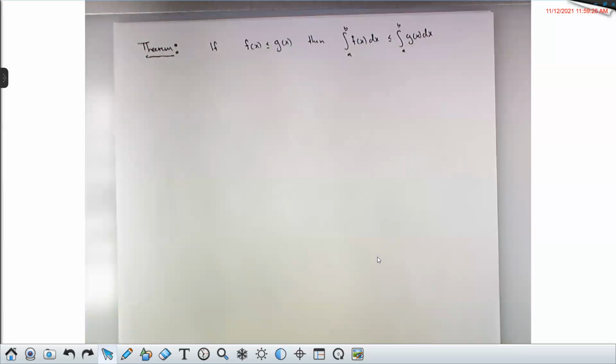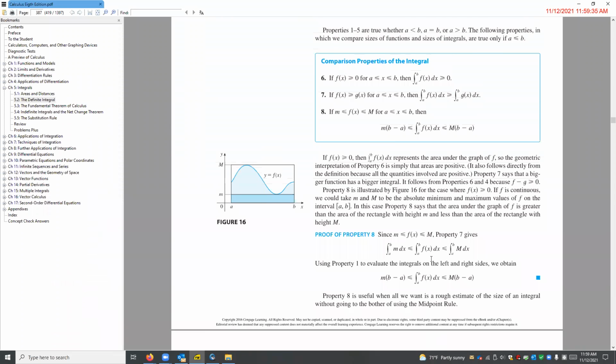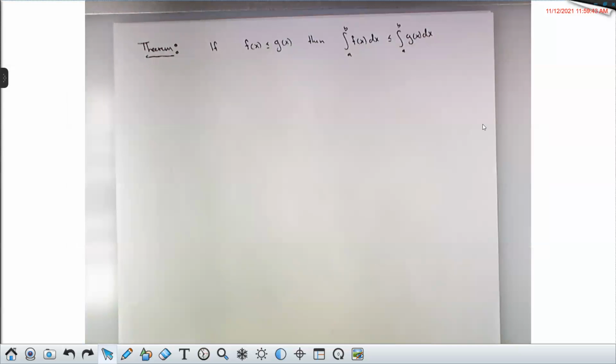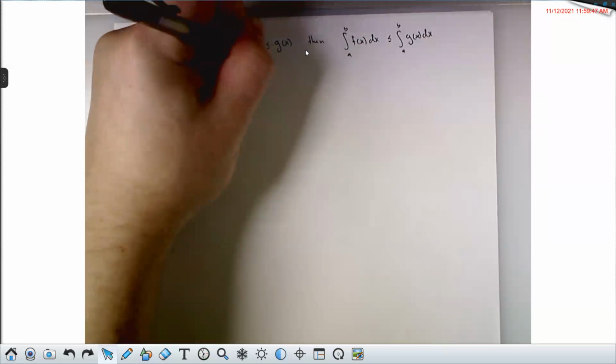And a special case of this says integrals of positive functions are positive, integrals of negative functions are negative. Your book says it like this. So if f is positive, then the integral of f is positive. If f is bigger than g, then the integral of f will be bigger than the integral of g. We do need to quantify this. We should say on [a, b].